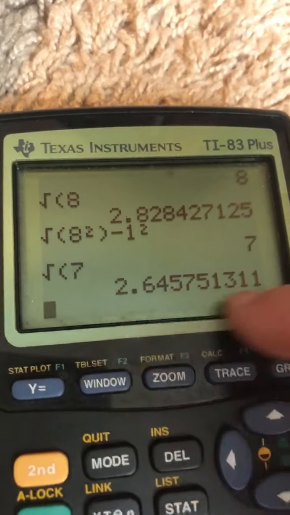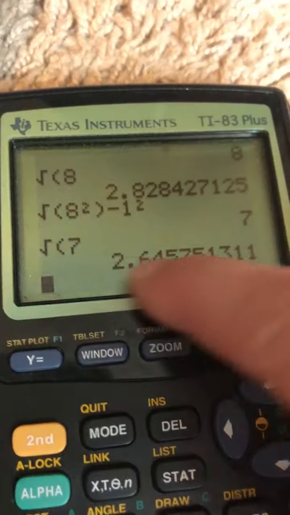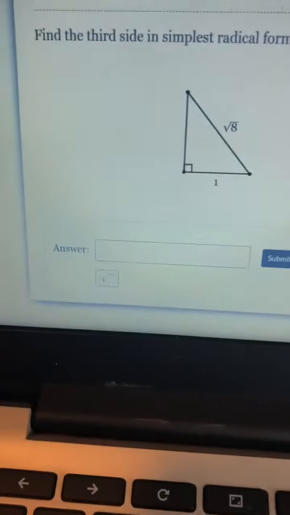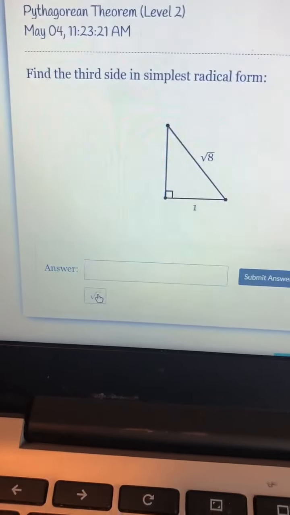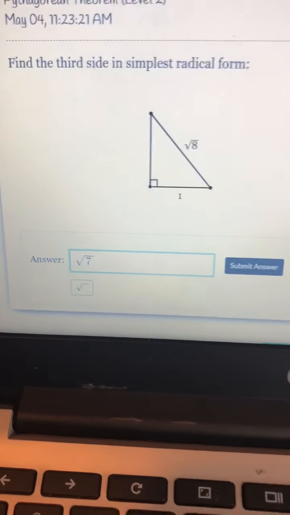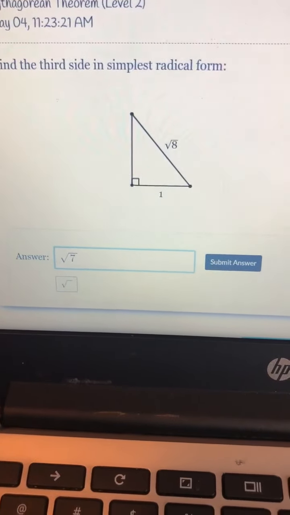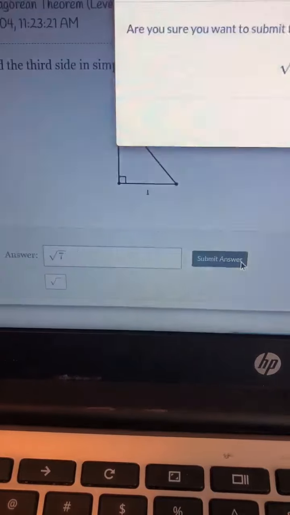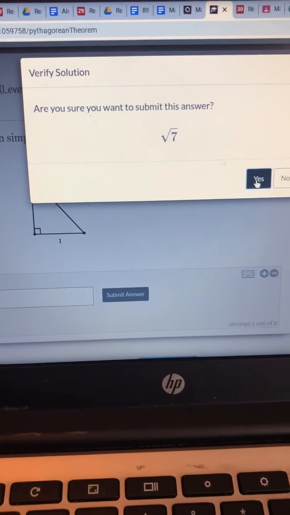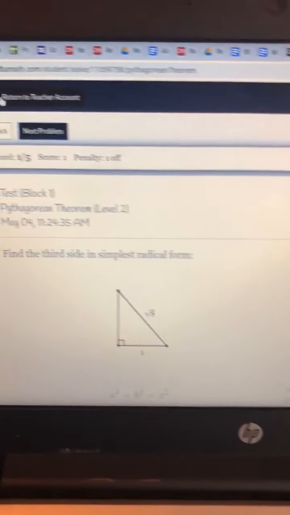So in level 1, we would put 2.6. But since it says simplest radical form, I actually have to simplify my radicals. I cannot simplify the square root of 7. So I'm going to go ahead and submit square root of 7 as my final answer.